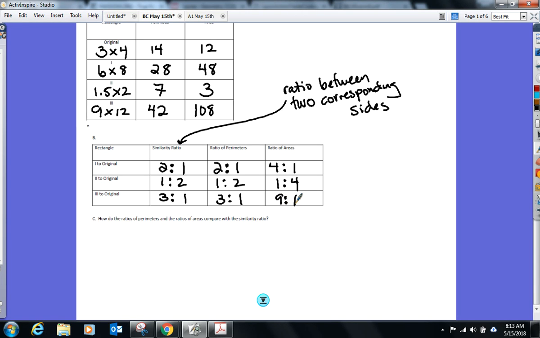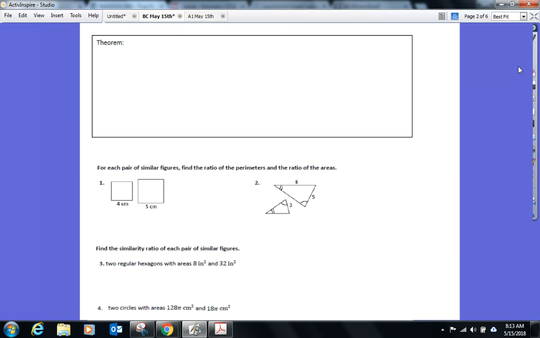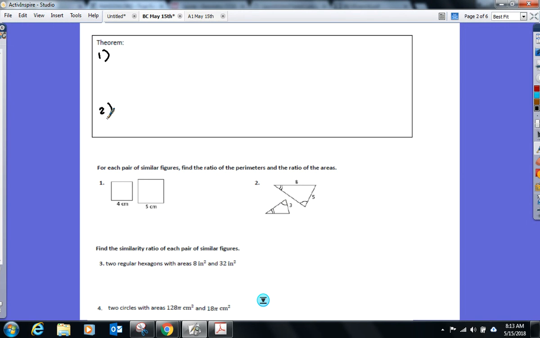All right, let's start talking patterns now. You know the similarity ratio of two similar figures. You also know the ratio of their perimeters. That's the theorem that's going to go down. Next page, there's a theorem. You're going to write 2 of them down. So we're going to start this with: if two figures are similar.